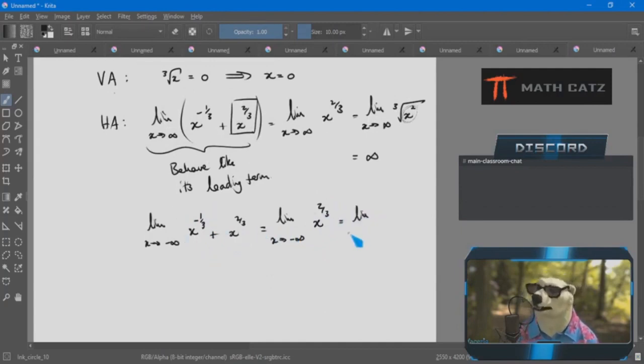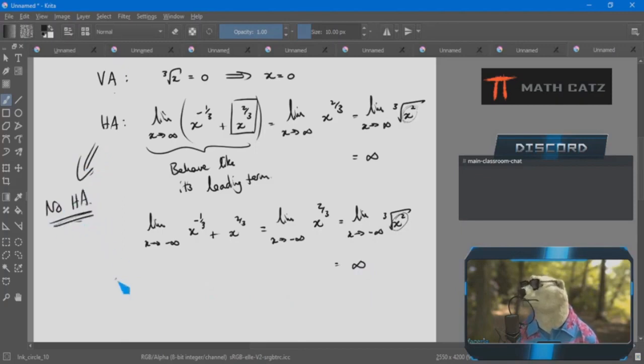Now perhaps I don't love the look of it. I prefer some roots. It just feels more intuitive to me. X is large but negative. X squared is going to make that large positive. Cube root of a large positive number, large positive. So conclusion, no horizontal asymptotes.